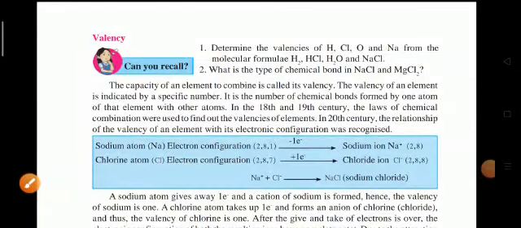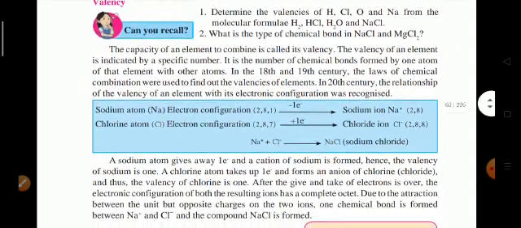Morning. Starting with chapter number 4, measurement of matter. We'll be starting with valency. What is valency? The capacity of an element to combine is called its valency. In the 20th century, the relationship of the valency of an atom with its electronic configuration was recognized.